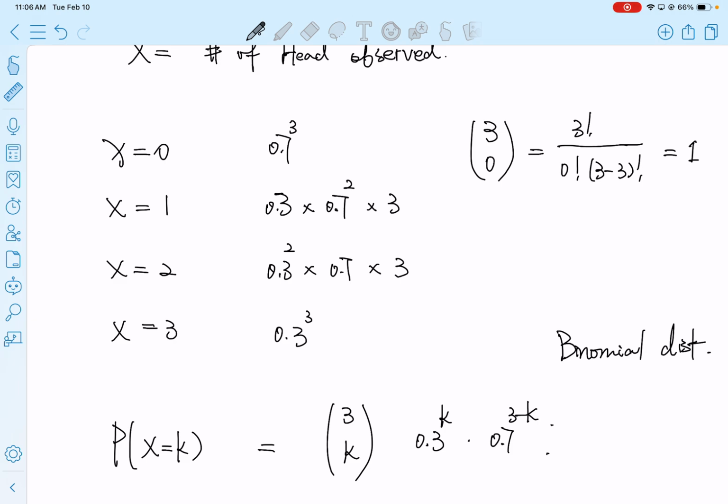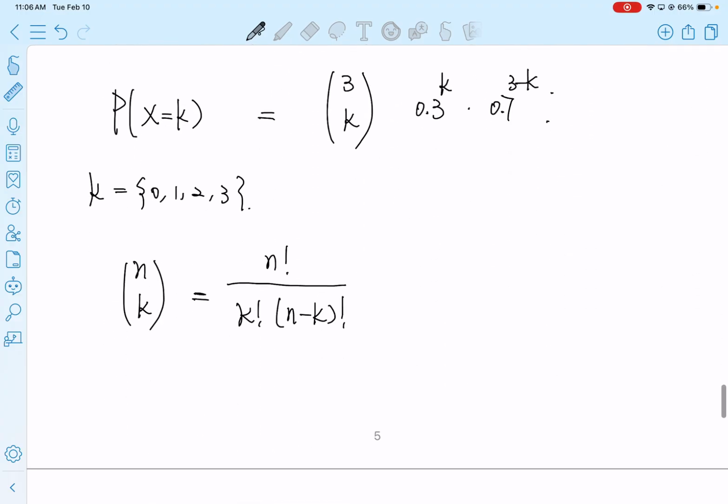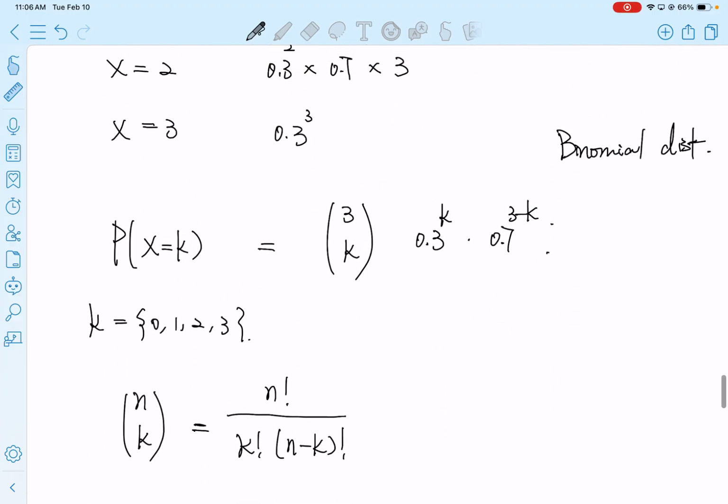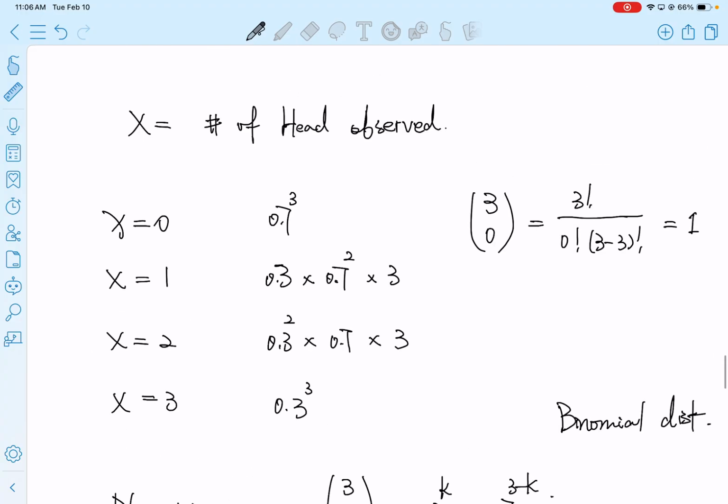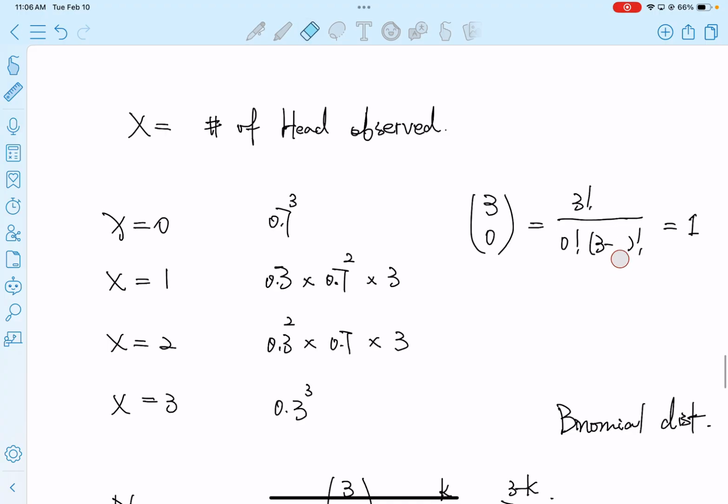Can it be 3 minus 0 if it's n minus k? Sorry, what was that? You said if k is 0 and n is 3, should it be 3 minus 0 on the top of the denominator? Oh, thanks. Yes. Perfect. Otherwise, it's 0 and 0. Yes. Thanks.